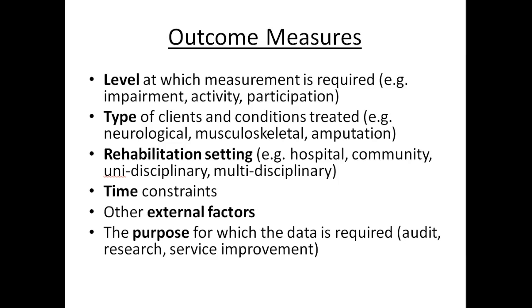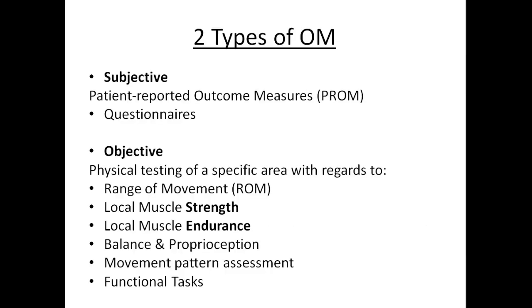How much time have you got with the patient? Other external factors, and the purpose for which the data is required. Might be part of audit, research, or service improvement. These are all things that outcome measures cover. So basically there are two types of outcome measure: a subjective outcome measure and an objective outcome measure. Subjective might be something like patient reported, like a questionnaire. They can be highly validated, but they are subjective.